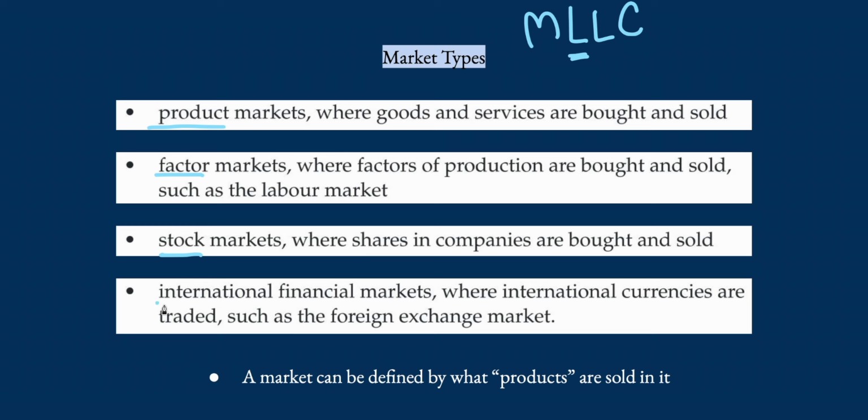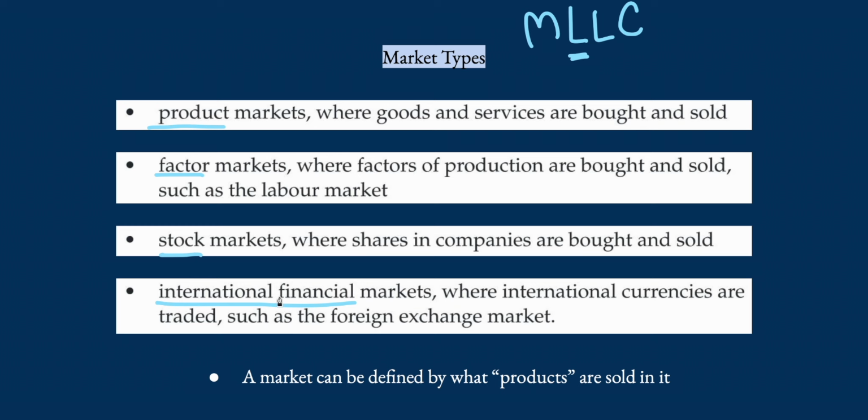And lastly, we have international financial markets, where international currencies are traded, such as the foreign exchange market. Again, this will be focused on in a lot more detail during macroeconomics, because obviously this isn't going to be focusing on individual markets, it's going to be focusing on global macro markets, okay? So we're going to look at this in a lot more detail later, so don't worry if you don't understand it right now.